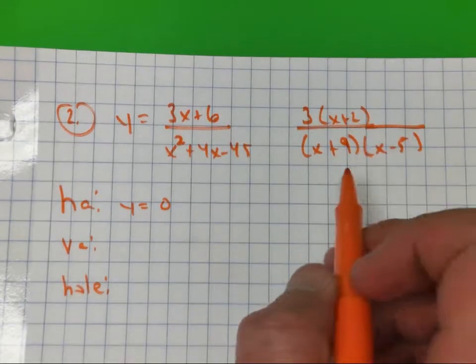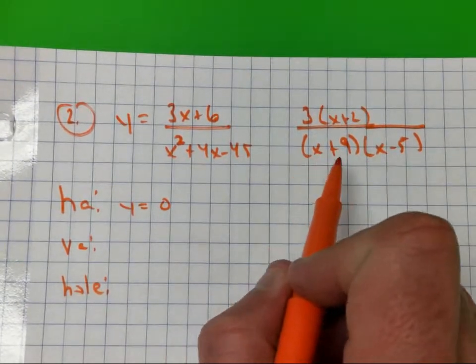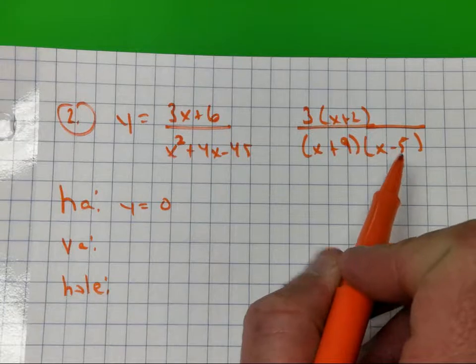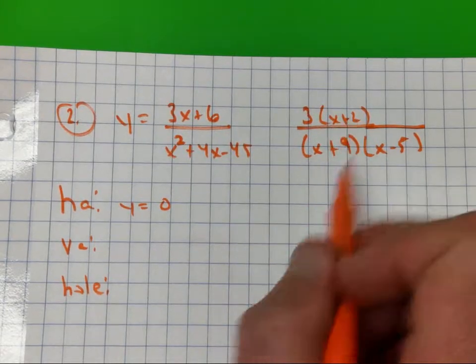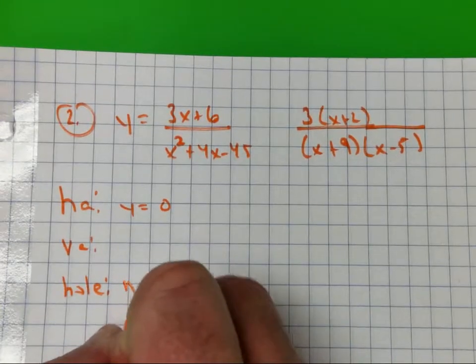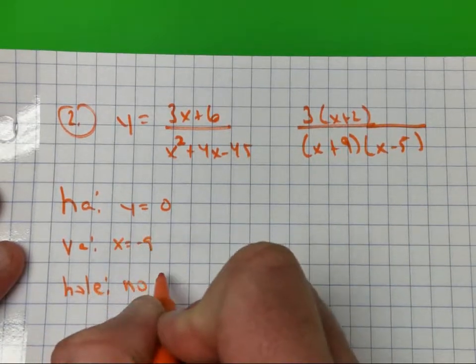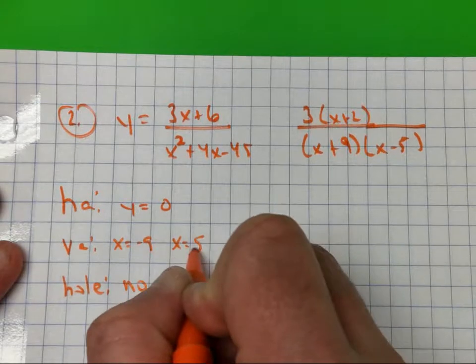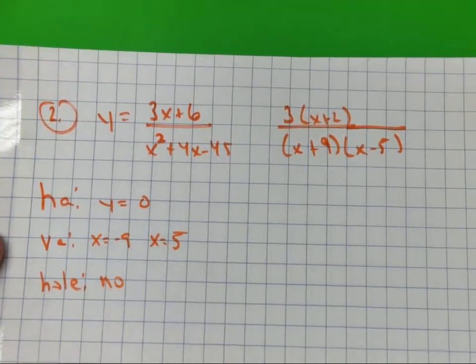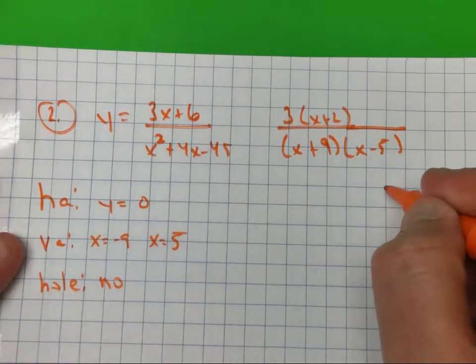If you notice, the two values that cannot go into this function are x equals negative 9 and x equals 5. Neither one of these factors can be crossed out, so there is no hole in this problem. You have two vertical asymptotes. You have one at x equals negative 9 and x equals 5. Okay? Now I'm ready to graph this.